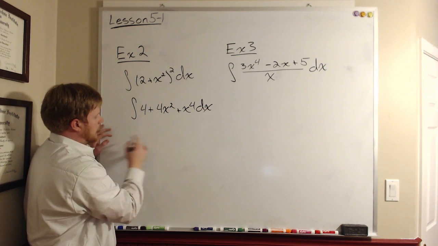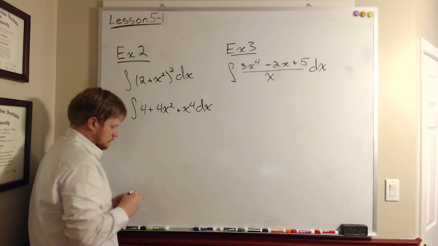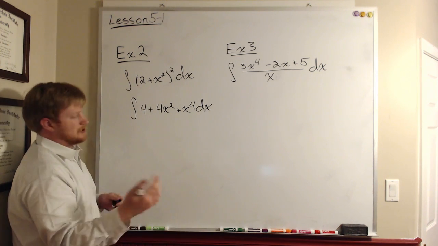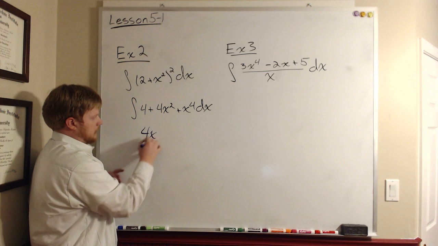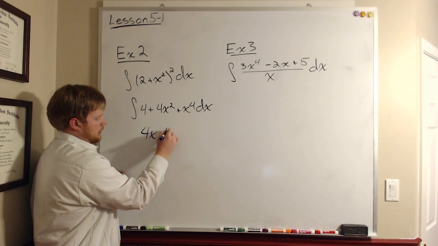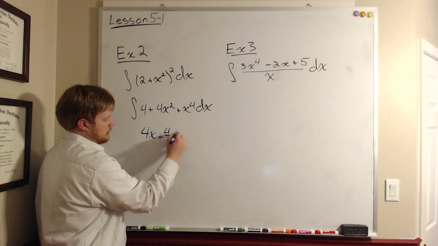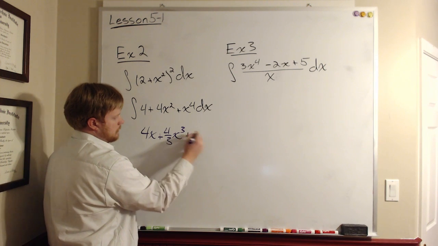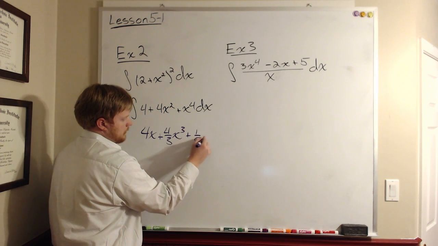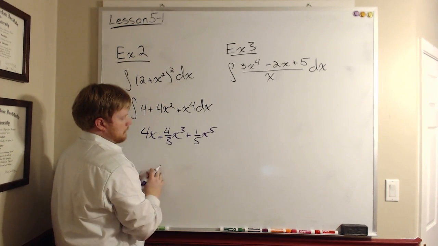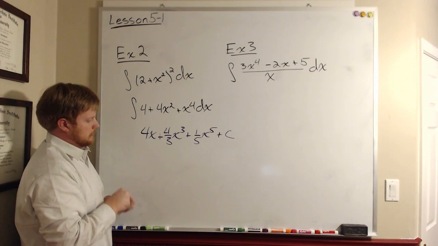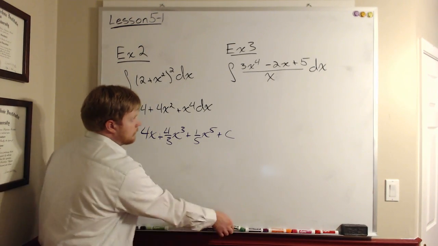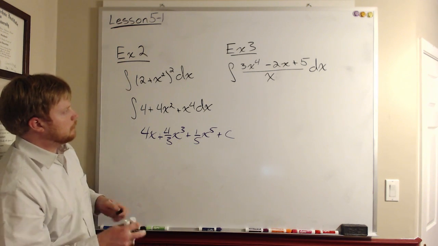Okay, and now the integral becomes much simpler to compute. We get 4x plus 4/3 x cubed plus 1/5 x to the 5. Don't forget your constant of integration. Okay. Moving on.